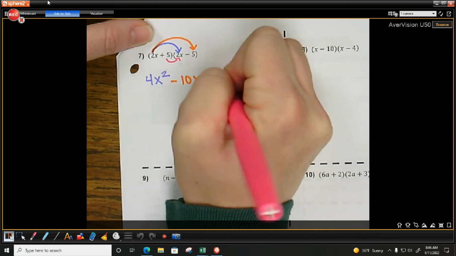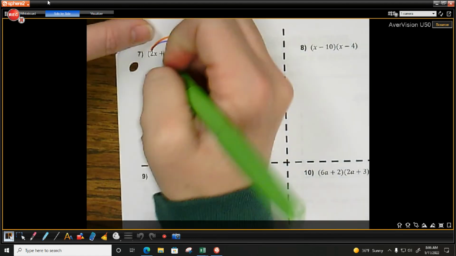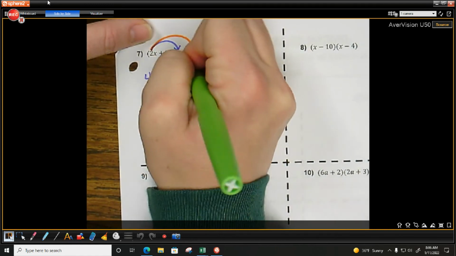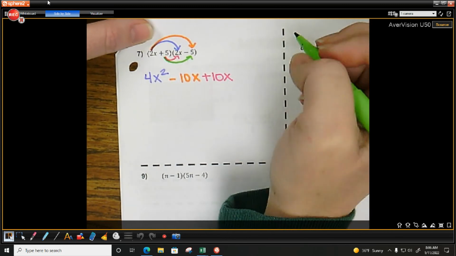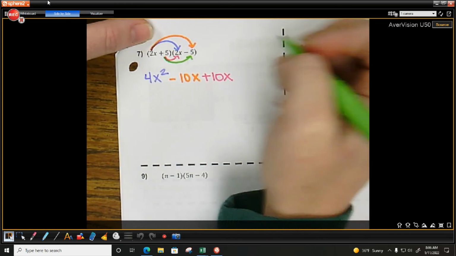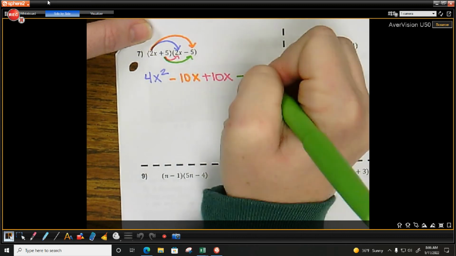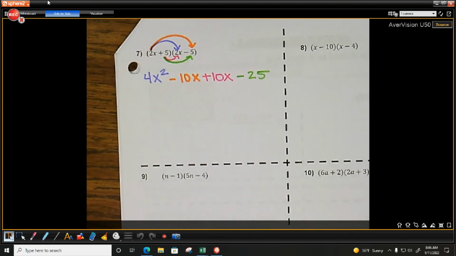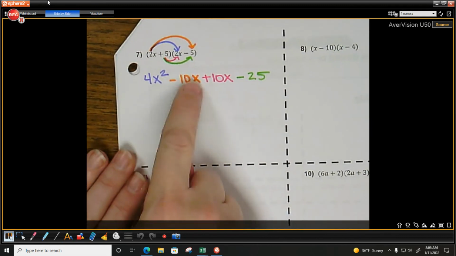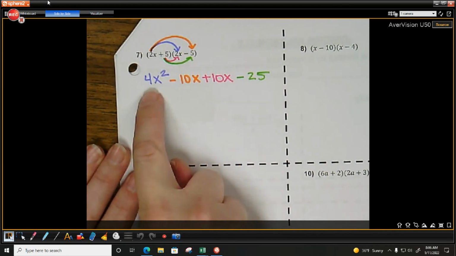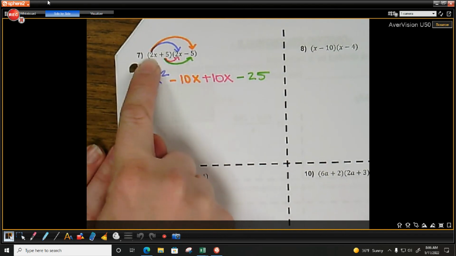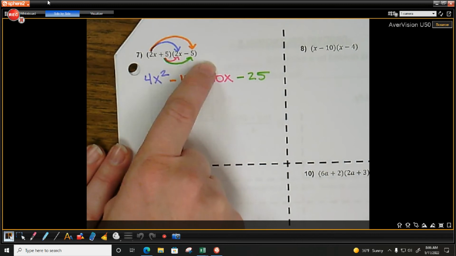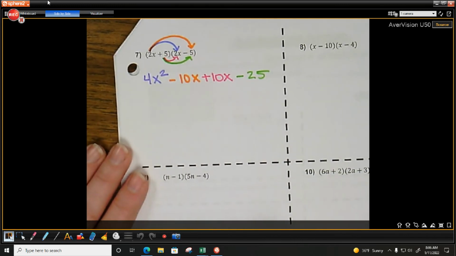And then distribute your positive 5 to your negative 5. What's 5 times negative 5? Negative 25. Guys, do you see how essentially this is the same exact thing as drawing the box? How many terms did I get? How did I get these 4 terms? By multiplying these terms by these terms, which is what we did when we did the box. It's just I'm not drawing the box. I'm just doing the multiplying in my head.